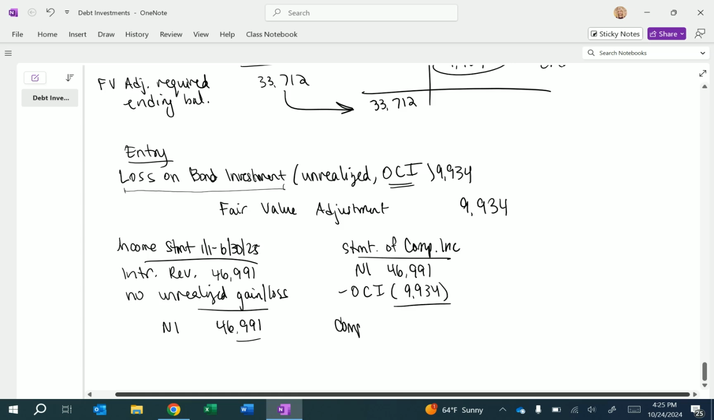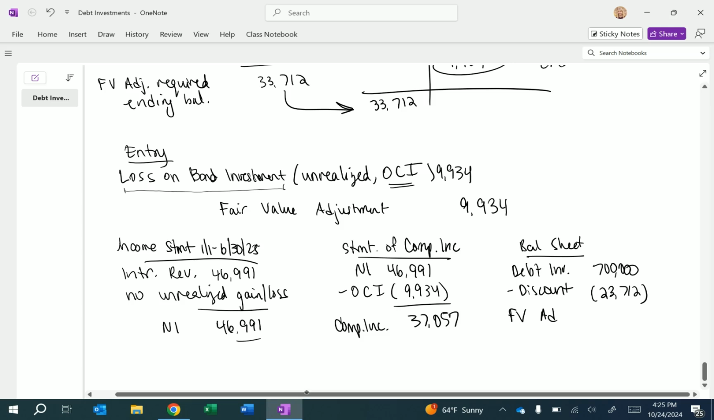The balance sheet is the same as when it was a trading security. We have the investment in debt investment, 700,000, minus the balance in the discount account, which at 6/30/25 is 23,712. And we have a debit balance to increase our assets. The fair value adjustment has a balance of 33,712. I see that right here. And this is going to give me a balance in the bond investment account, with all the related accounts, of 710,000, which is fair value. It's exactly what I wanted. And finally, let's assume the investment is sold the very next day.